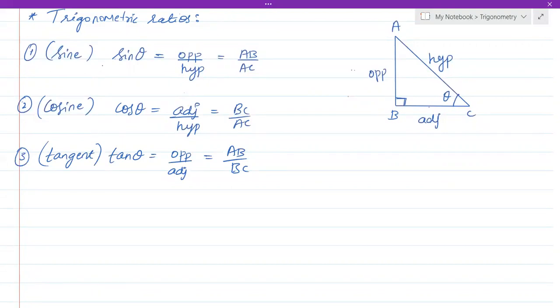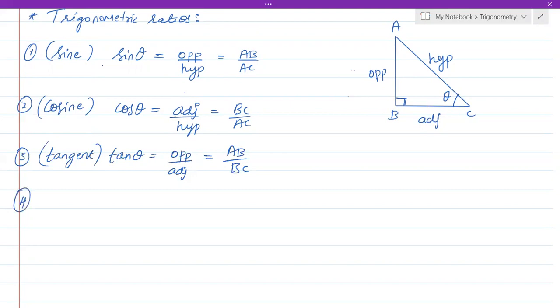Sine theta is basically opposite by hypotenuse. Cos theta is adjacent by hypotenuse. Tan theta is opposite by adjacent. Okay. So now let's take the reverse. See, what we have done is we have compared opposite with hypotenuse. Let's do the reverse. That is, if you take hypotenuse by opposite.